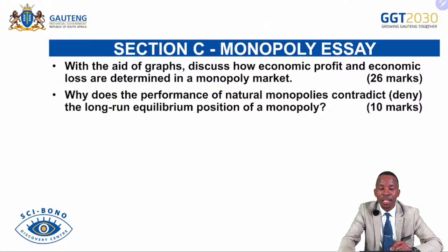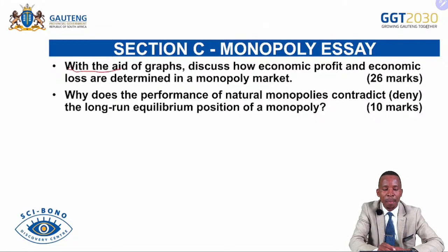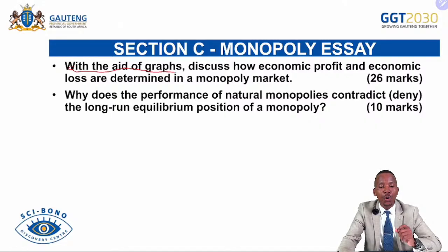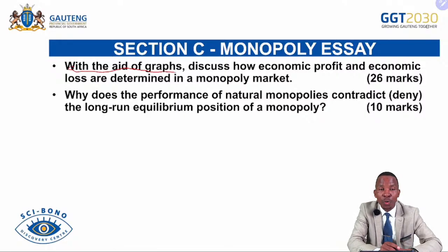It is very important for you to understand the question before you attempt to answer. It is very important for you to avoid early excitement. Look at this question: with the aid of graphs. This means you should be using graphs to discuss the economic profit and economic loss under the monopoly market. So it is very important for you to underline the key points, because some people can simply discuss characteristics, for which they will be wrong. You need to discuss with the aid of graphs, meaning the graph is the main component to be drawn and discussed. The main part is 26 marks and the additional part is 10 marks.